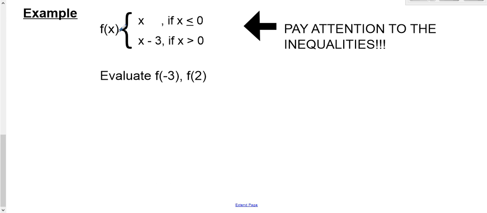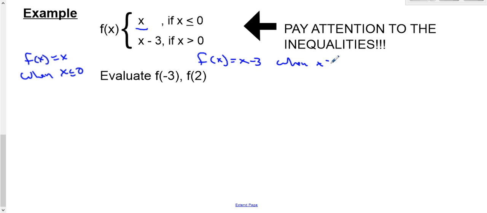If I have f of x and I'm given two options, I have f of x equals x if my values of x are going to be less than or equal to 0. So I have f of x equals x when x is less than or equal to 0. And then my other option of f of x is x minus 3, and that is when my values of x are greater than 0. So I have f of x equals x minus 3 when x is greater than 0.